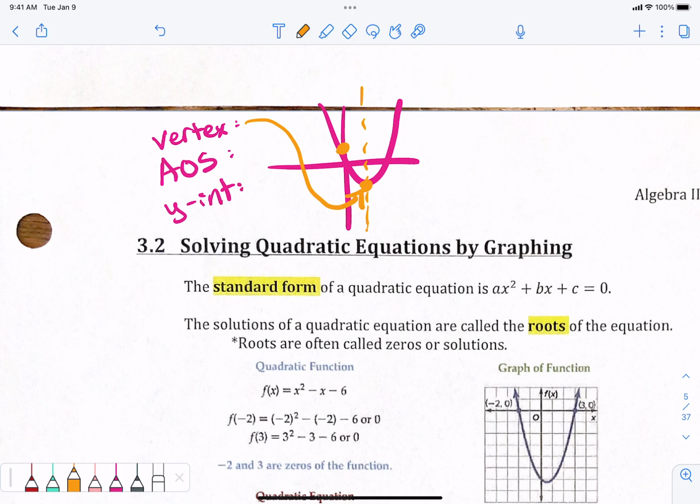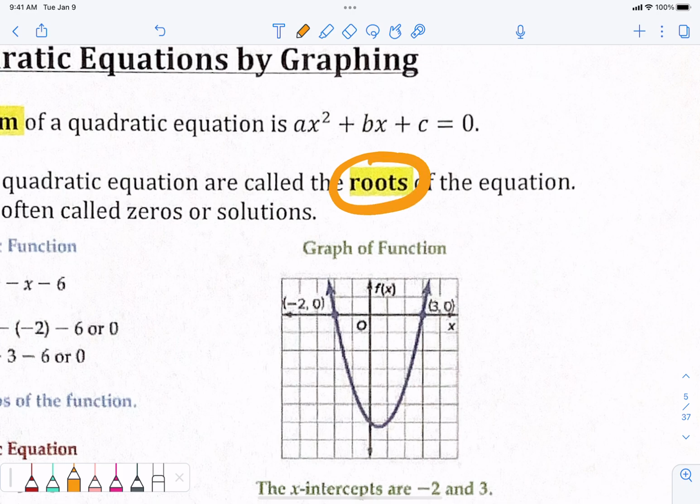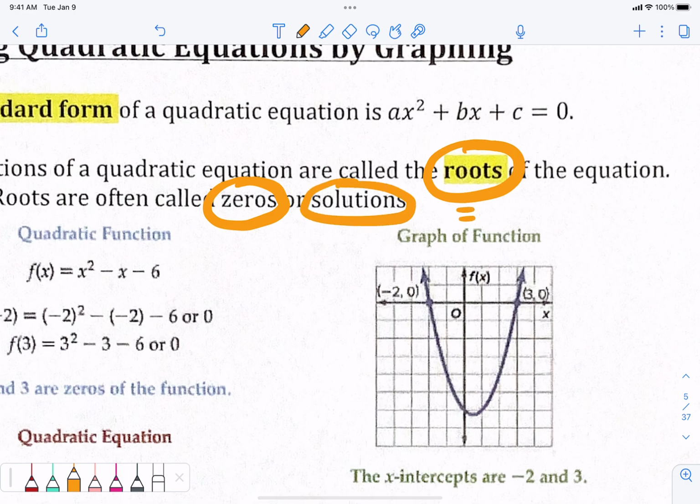Today, we're still looking at quadratic functions, but more specifically at what's called the roots. Another name for a root is a zero, and another name for a zero is a solution. All three of those things mean the x-intercepts. So if they call them roots or solutions or zeros, all they mean is the x-intercepts.